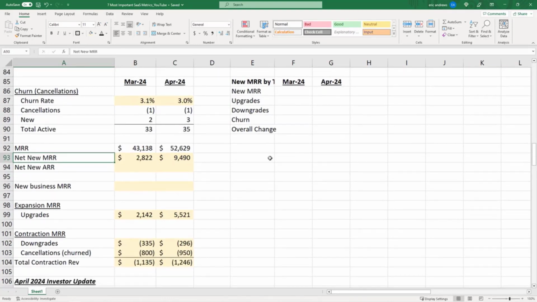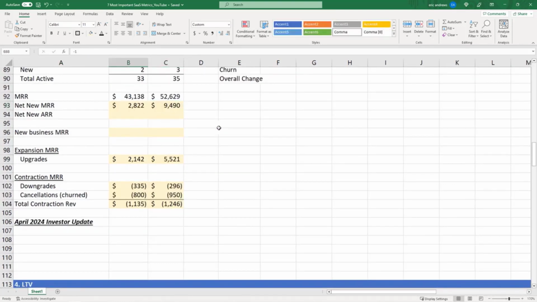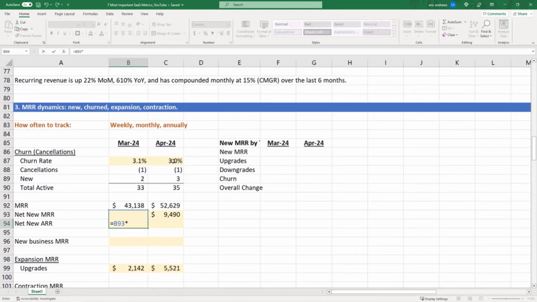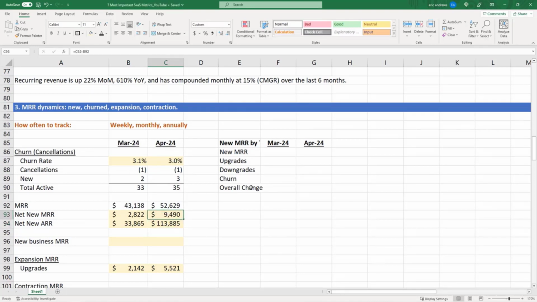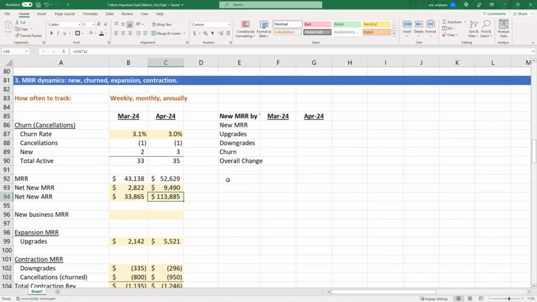Now for me, this number is a little bit hard to conceptualize, so I like to look at the metric as net new ARR. You just take this number and multiply it by 12, and this is how much annual recurring revenue you brought onto the business. If we brought on 9,500 in MRR, we expect that we brought on 114,000 of annualized revenue to our business. That gives you a better sense of, wow, April actually was a really big month. It really contributed to the overall performance of the business.